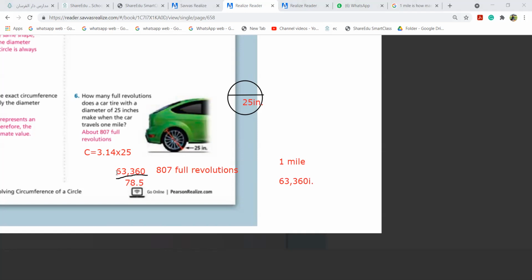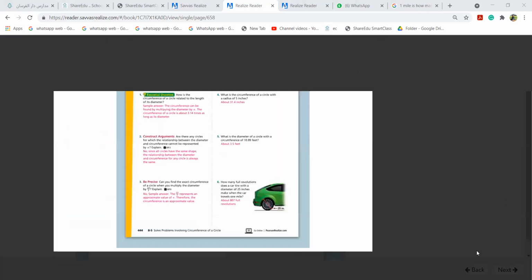You need to memorize this value, but girls, that's why I just put a cross on this question. I solved it and told you how you get it. But you don't need to remember 63,360. Coming to the next question.